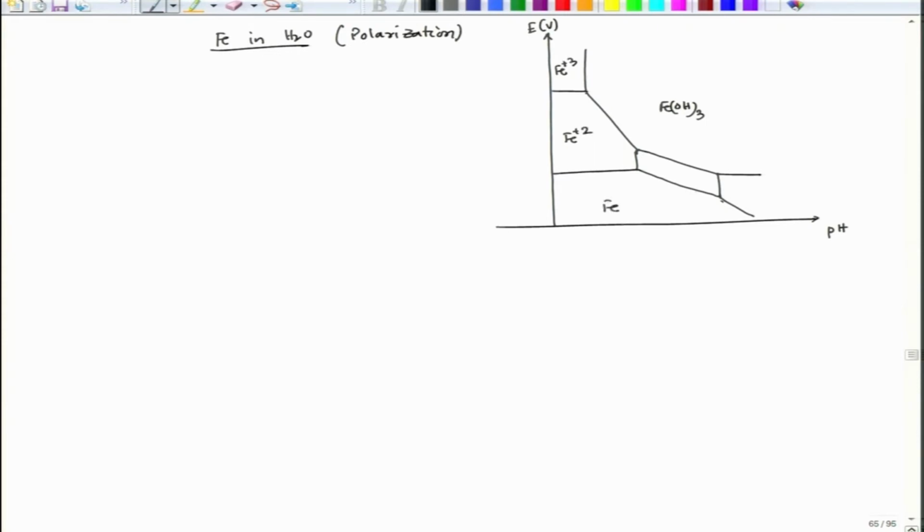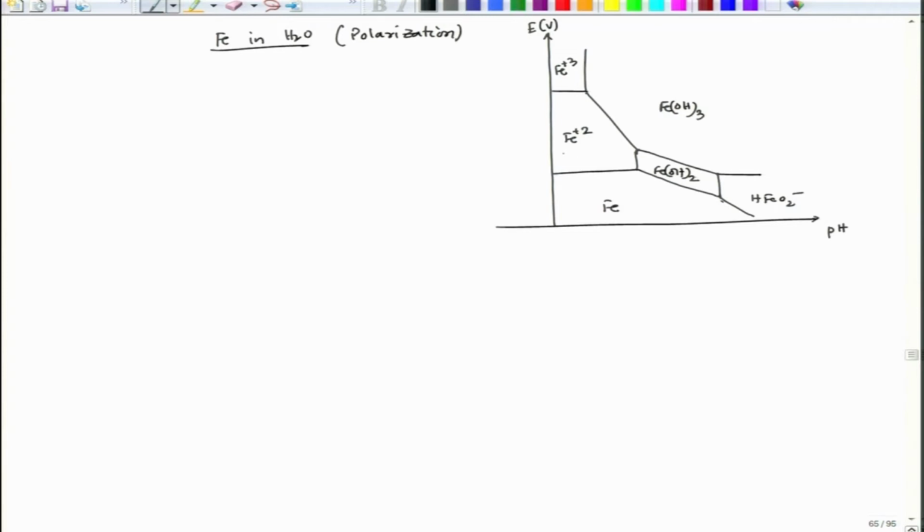And this is the iron region, this is HFeO2 minus, this is Fe(OH)2, and these are the positions of different phases. We have already talked in detail about this particular Pourbaix diagram in phase 1.